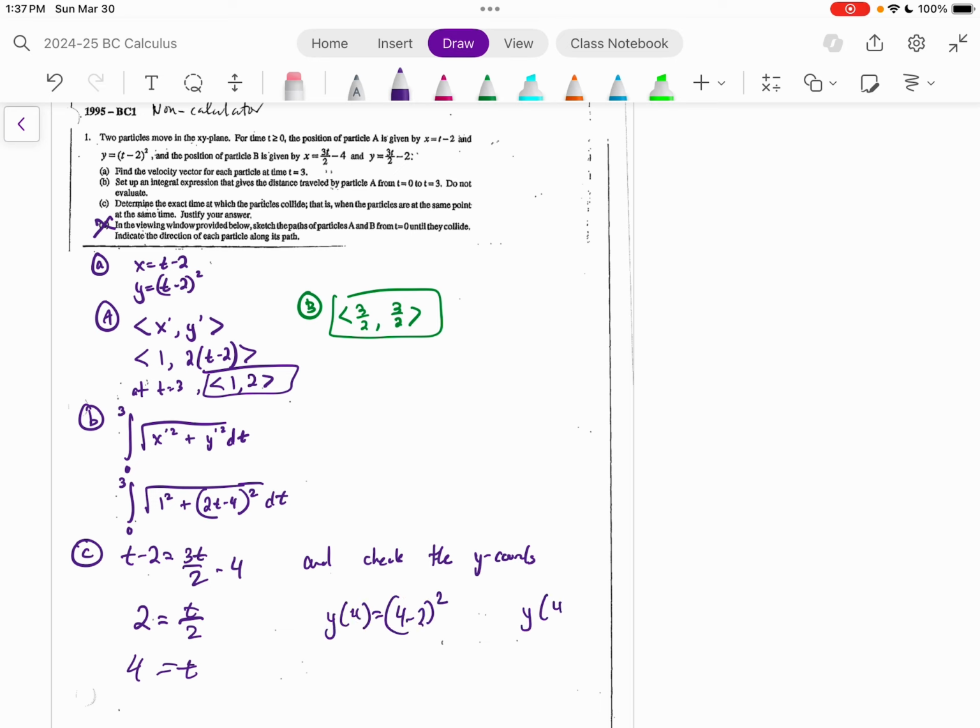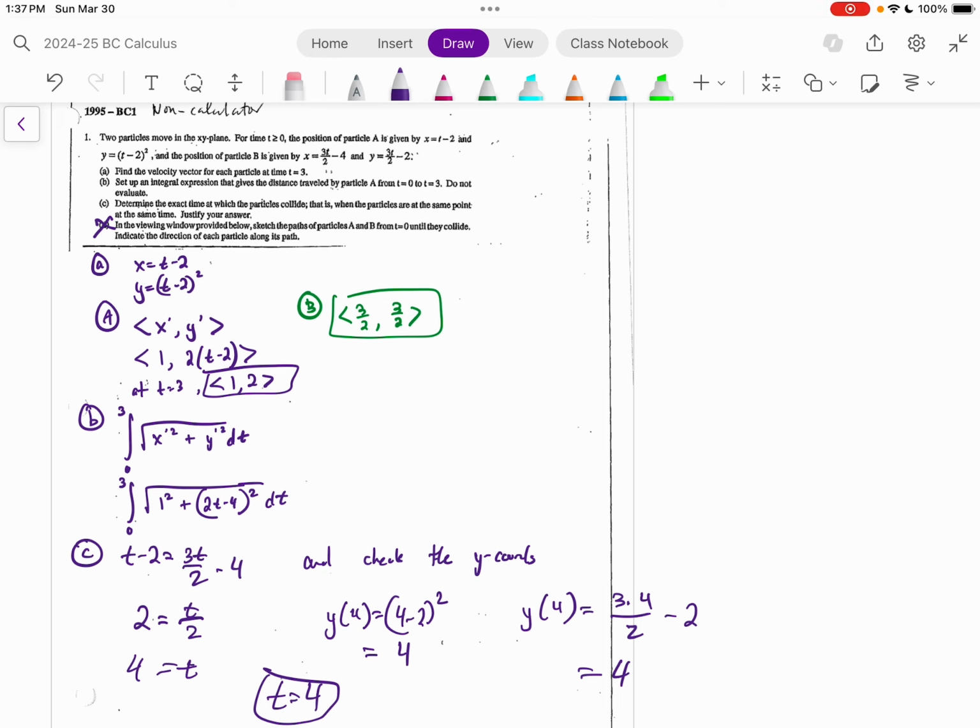And y of 4, this is just 4. Y of 4 for my other guy is 3 times 4 over 2 minus 2, which is, of course, 4 also. So at t equals 4, are they guaranteed to collide? Same time, same position? No, right? They're not. But these ones happen to. So that was 1995, A, B, and C. That should have been relatively straightforward as a warm-up.